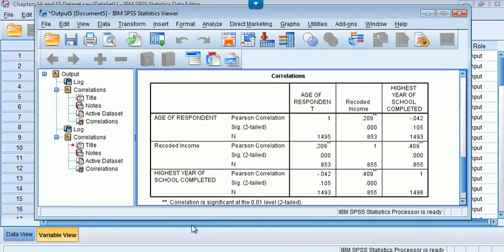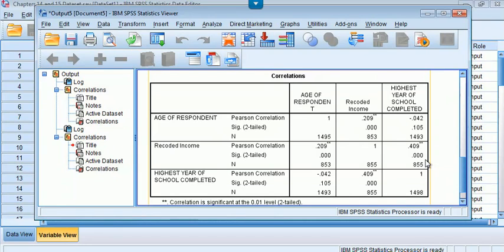So we would argue that age of the respondent can actually explain 4.4% of the variation or the differences that you see in people's income. So that would be a way to kind of determine that. Another relationship that we see here is recoded income and highest year of school completed. And you'll see this is an extremely strong relationship. It's a 0.409 relationship. It's positive, so that means as recoded income increases, highest year of school increases. You will see it's significant because 1, it has the stars, and 2, you have the 0.000 here, which is less than 0.05. In fact, it's less than 0.01.